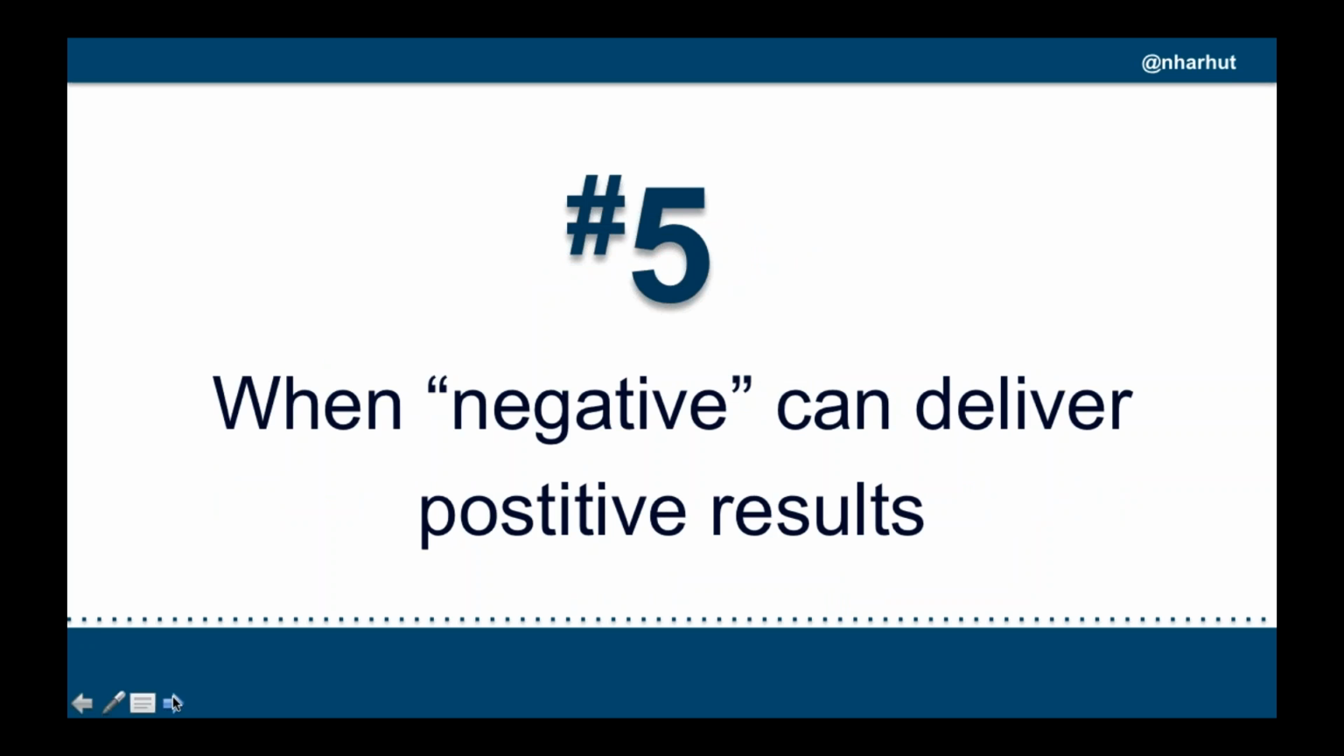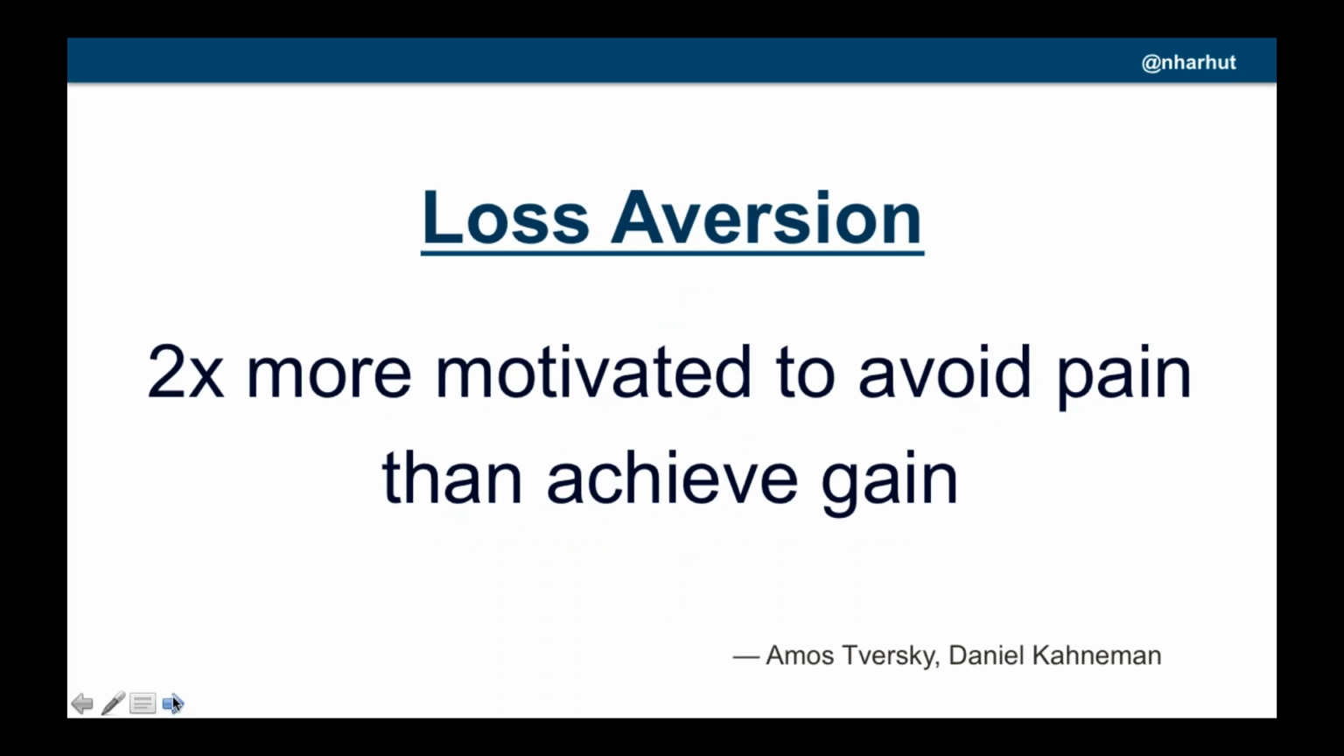Okay, human behavior hack number 5, when negative can deliver positive results. So in marketing, we're trained to focus on positive, right? We want to talk about all the wonderful things, all the advantages and benefits that are going to come to you if you buy our products and services. And that's terrific, and I would never suggest that we walk away from benefits. However, as email marketers, we need to know about loss aversion, because social scientists and behavioral economists have found that people are twice as motivated to avoid pain as they are to achieve gain. We're twice as motivated to avoid pain as we are to achieve gain. So again, while I would never walk away from benefits, I would suggest that we use just a little well-placed loss aversion. So let's look at how we can do that.